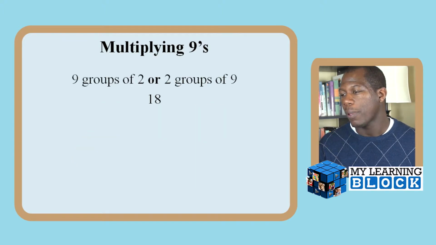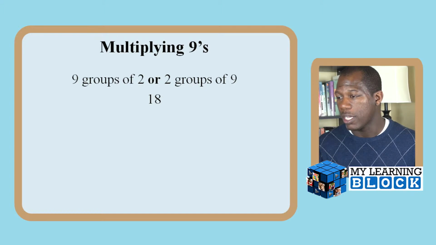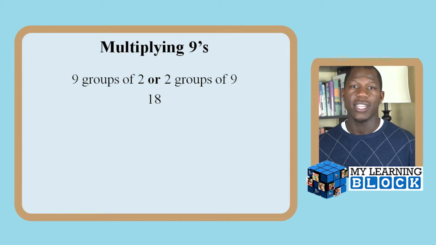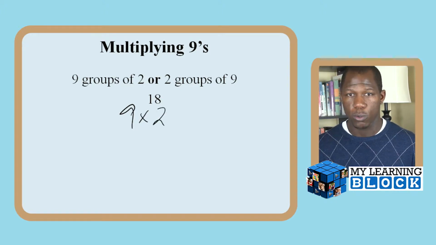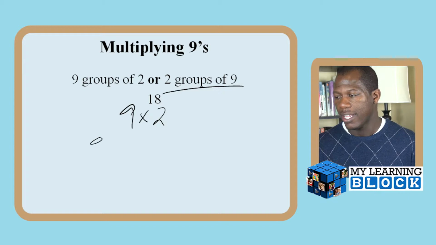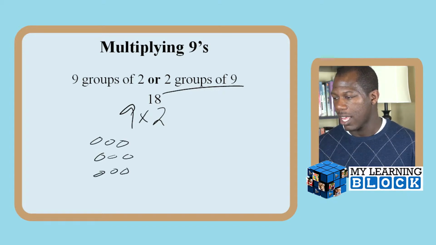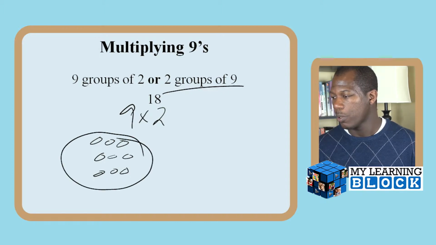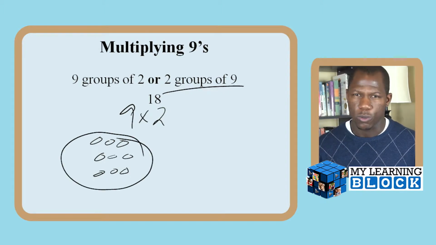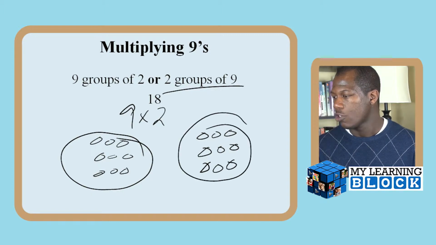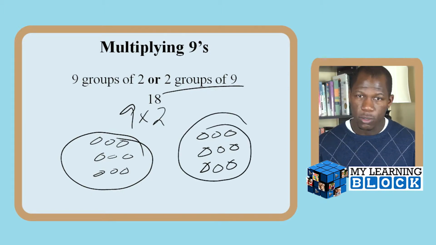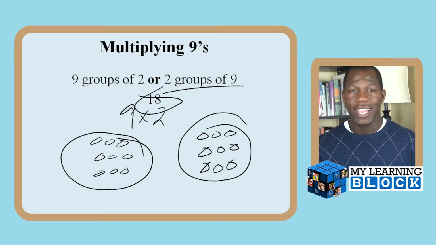All right, so when you're multiplying by 9's, as we said already, it is grouping numbers. You want to focus on understanding that multiplying 9 times 2 is like saying 9 groups of 2 or 2 groups of 9. And I'll show you 2 groups of 9. It is 1, 2, 3, 4, 5, 6, 7, 8, 9. That is one group. Or 1, 2, 3, 4, 5, 6, 7, 8, 9. 2 groups of 9 or 9 groups of 2. And the product is 18.